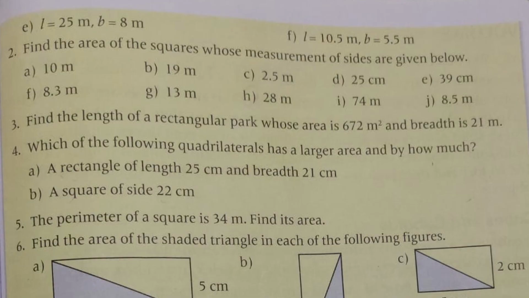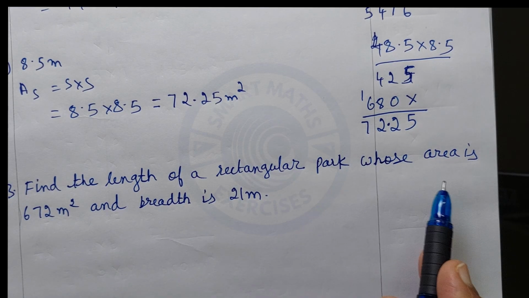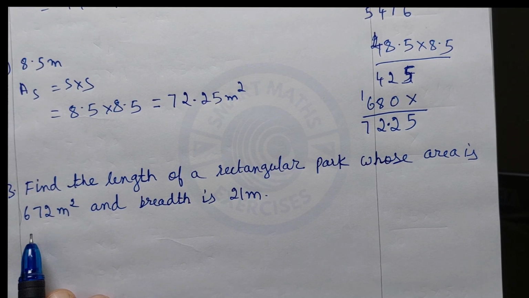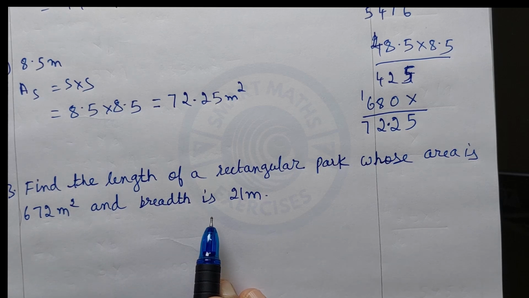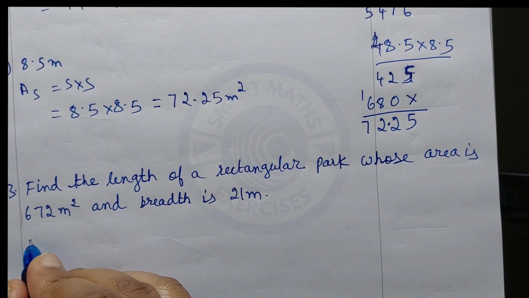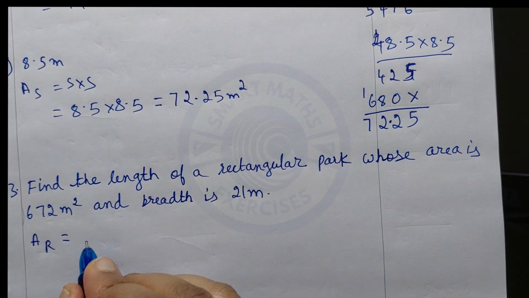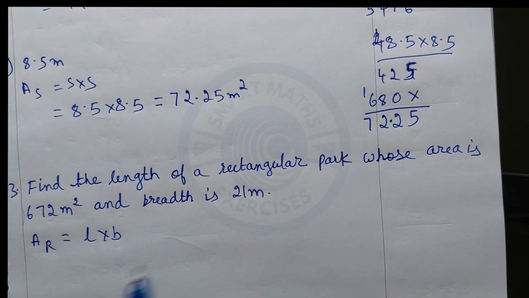Next question, find the length of a rectangular park whose area is 672 meter square and breadth is 21 meter. Here we have to find the length of a rectangular park. Area is already given, that is 672 meter square. Breadth is given, 21 meter. So we have to find out length. First let's write the formula for area of rectangle. Area of rectangle equals length into breadth.